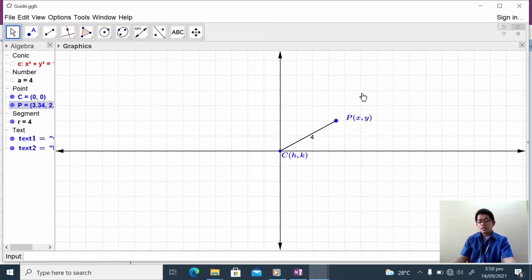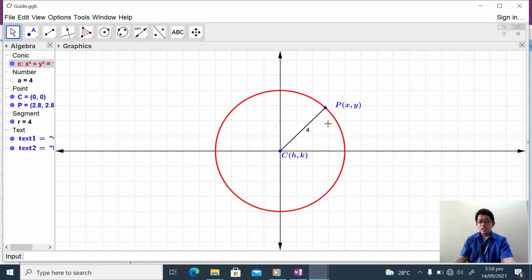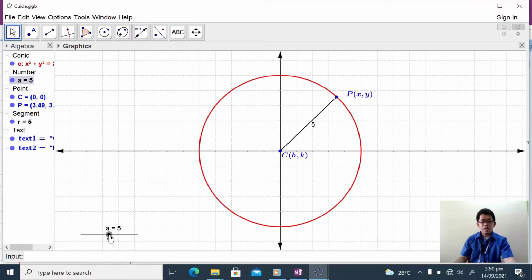And if we collect the set of all points with the same distance from the fixed point C, we can form a circle. Suppose we have another circle this time. In this case, the distance from point P to point C, the fixed point, is 5. If we get the distances from the fixed point to anywhere along the circle, it would also give us the same distance of 5.